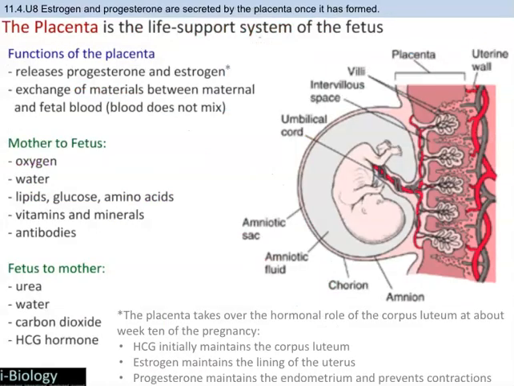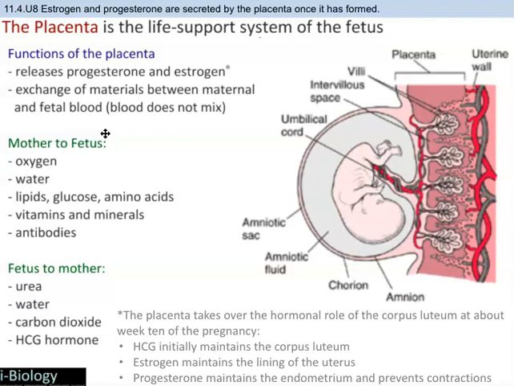Once that outer layer of the blastocyst forms the placenta, the placenta is that special organ that starts to develop that does continue to produce its own estrogen and progesterone. Okay, and the progesterone just continues to help that thickening of the endometrial lining and helps promote the exchange of nutrients. Okay, so that's the main function of the placenta as well, is to release that progesterone and estrogen and exchange materials between the mother and the baby.